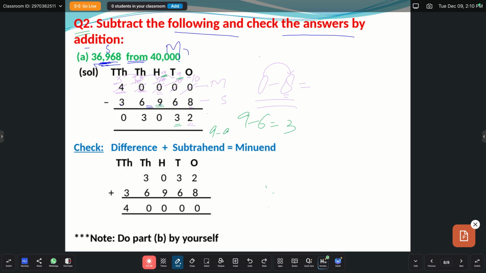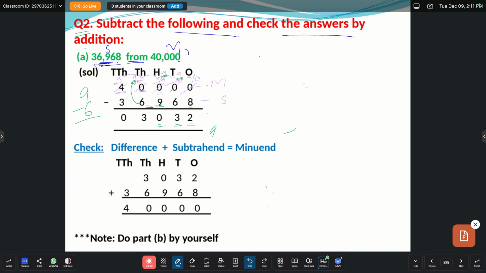What is 9 minus 9, beta? It is 0. 9 minus 9 is 0. Okay. Now we will move to this column, thousands. Here we are again having 9,000s. We have to subtract this 6 from this 9. What is 9 minus 6? It's again equal to 3.